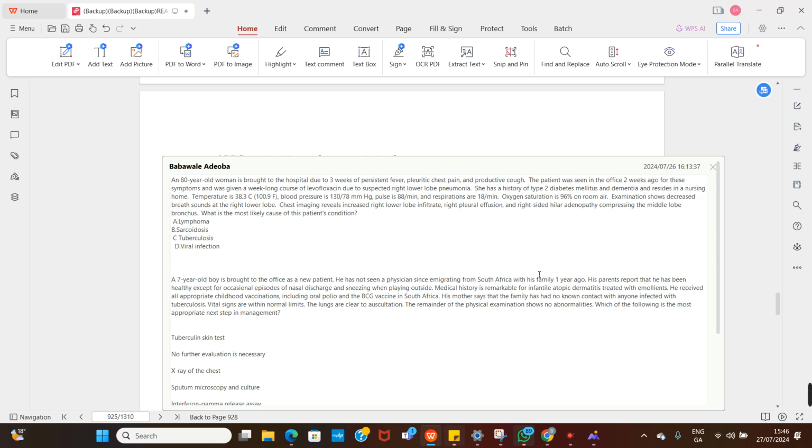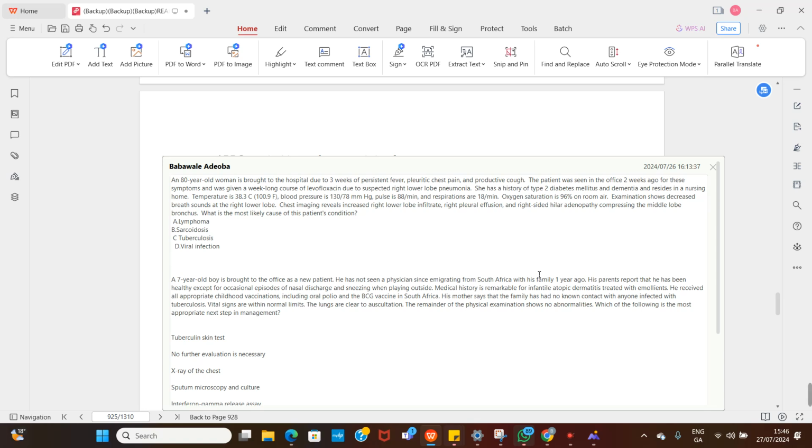So, a 7-year-old boy is brought to the office as a new patient. He has not seen a physician since immigrating from South Africa with his family 1 year ago. His parents reported that he has been healthy except for occasional episodes of nasal discharge and sneezing while playing outside. Medical history is remarkable for infantile atopic dermatitis treated with emollients.